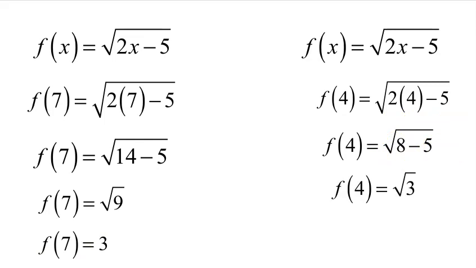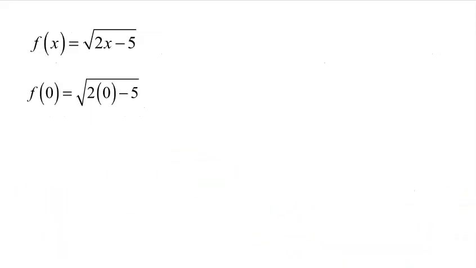What number times itself is 3? Well, it's not a clean one. So you may need to use a calculator to get a decimal approximation, which is what I did. We have f of 4 is approximately 1.732. But that's acceptable. 4 is in the domain. 7 is in the domain. We get real number solutions when we're finished. But let's look at another example.